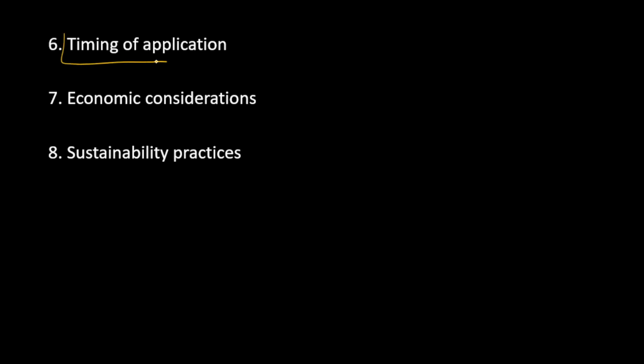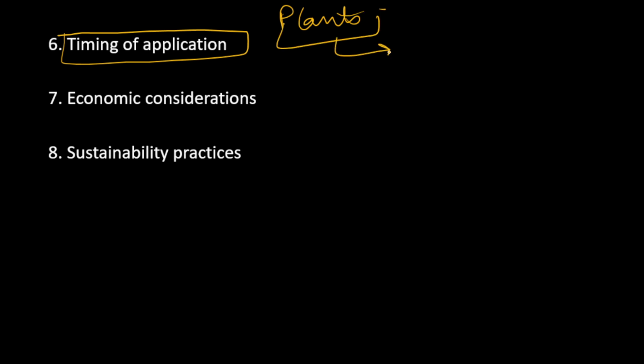We will always see the timing of application. At various times the application requirement will be different. For example, plants have various stages when they require fertilizers. It could be the vegetative phase, the flowering phase, or other phases. So we have to keep that in mind.